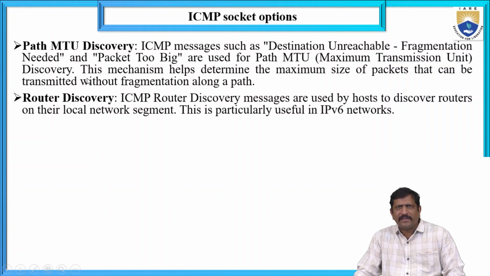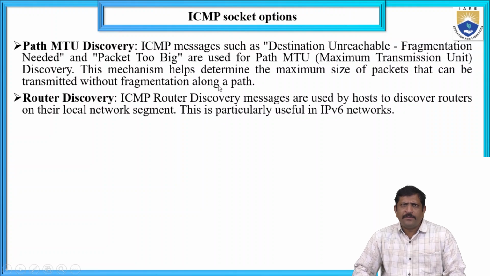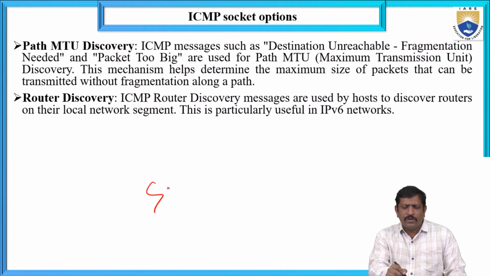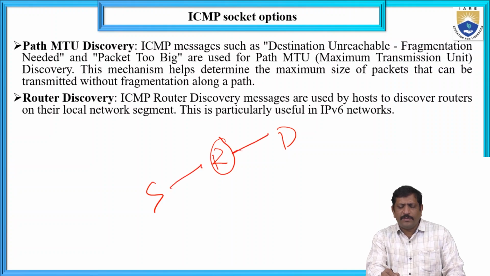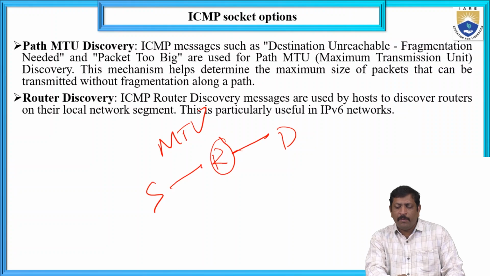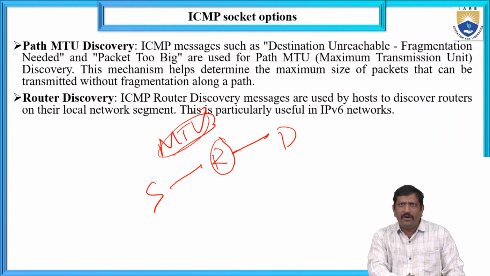How many packets are transmitting from sender to the receiver via the router? One router is required if you are transmitting the packets from sender to the destination. So via these routers we are transmitting the number of packets. Fragmentation is needed, and packet too big are used for the path MTU. Now generally we are using the path MTU, the maximum transmission unit, which indicates the maximum size of the transmission units.